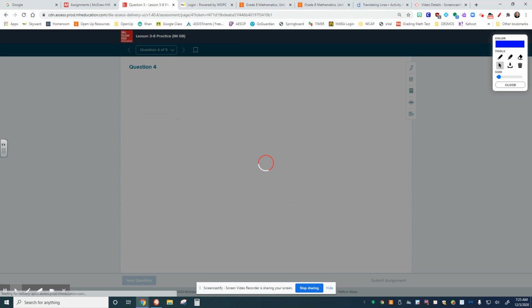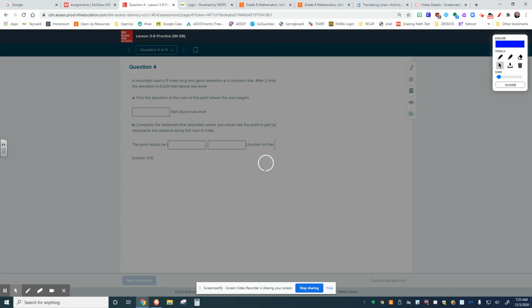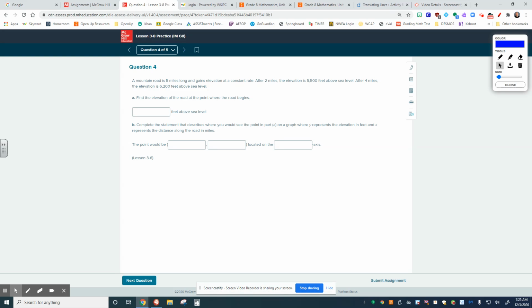Problem 4 gets us into a little bit of review back from lesson 6. A mountain road is 5 miles long and gains elevation at a constant rate. Kind of a big deal right there. Constant rate tells me we have a straight line, which means we do have a slope.